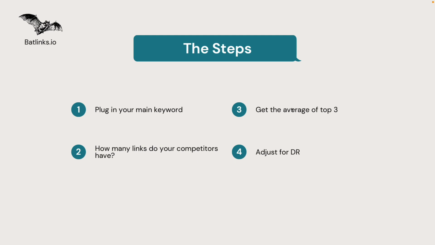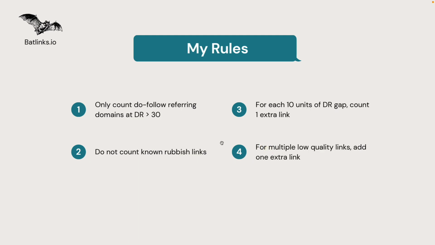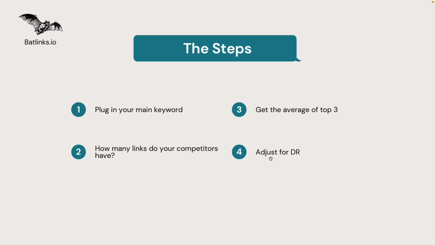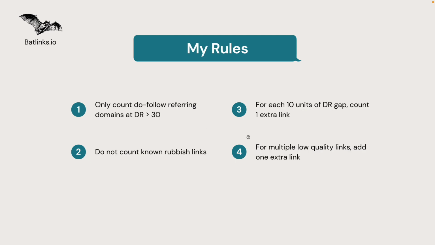Then I get the average of the top 3 and I adjust for their DR, like if they have a massively higher DR than I do. Then I will do some adjustments and add some links to it. Also, there are some rules that I go by. Again, this is based on my own experience. I'm not saying that this is exact math. This is just something that we've seen trying to rank for hundreds, if not thousands, of different keywords. And for most of them, we have succeeded.